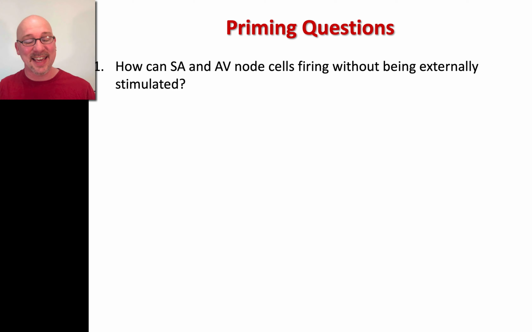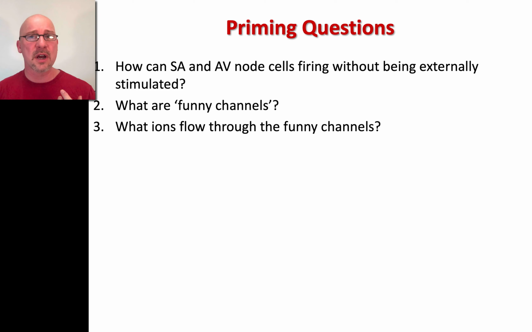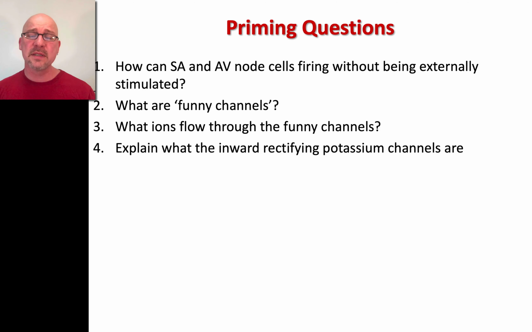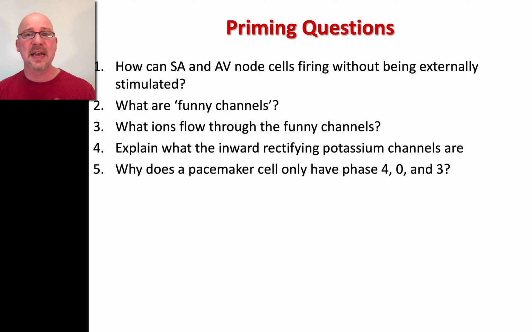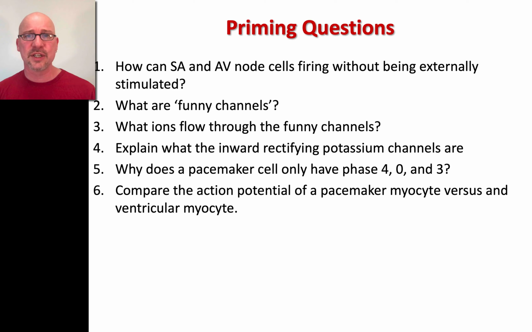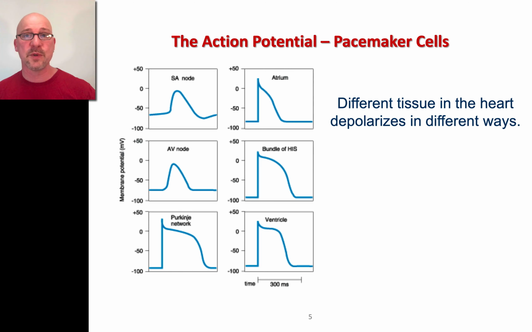But if you're really nerdy and geeky, then let's dive deeper down this rabbit hole. We're going to start talking about funny channels, and the ions that flow through funny channels. We're also going to talk about the inward rectifying potassium channel. We're going to talk about the fact that there are different phases for pacemaker cells. They don't have phase 0, 1, 2, 3, 4 like a ventricular myocyte would. They've got phase 4, 0, and 3. Why is that? We'll talk about that. And at the end of this little section, I'm going to present to you a chart comparing the pacemaker myocytes with ventricular myocytes and their action potential, so we can see the difference between the two.